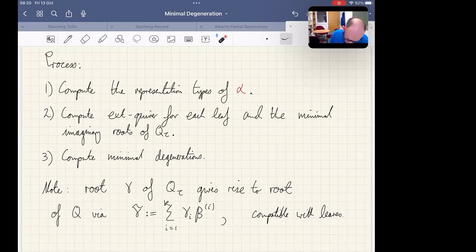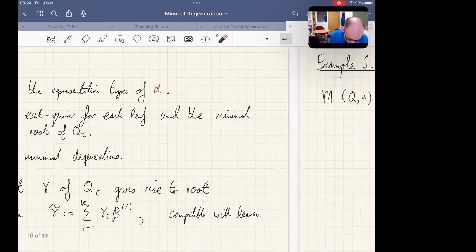And let me just say, so how do I go from here to here? Well, the point is, if I have a root for this local X quiver, then just by using these beta i's in the representation type, I can use it to construct a root of my original quiver. And this very simple idea gives you the way to go between leaves inside your local quiver back to leaves inside your larger quiver. Okay, so there's a process you can go through.